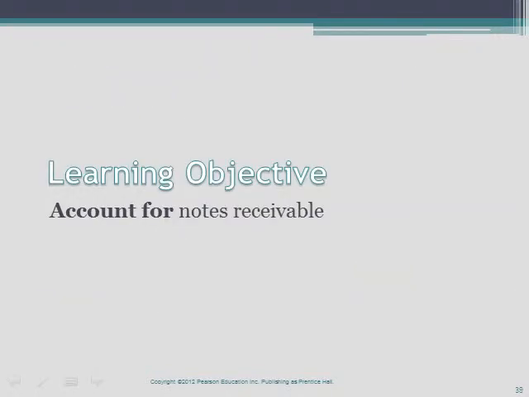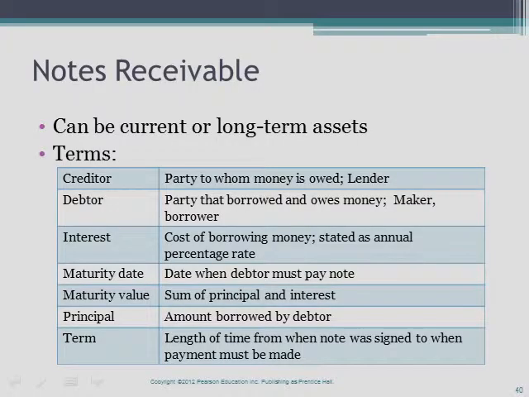Now we'll talk a little about how to account for notes receivable. Notes receivable are more formal than accounts receivable. Notes receivable due within 1 year or less are current assets. Notes due beyond 1 year are long-term receivables and are reported as long-term assets. Some notes receivable are collected in installments. The portion due within 1 year is a current asset and the remainder is long-term.